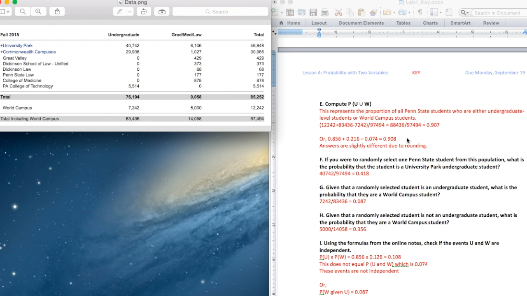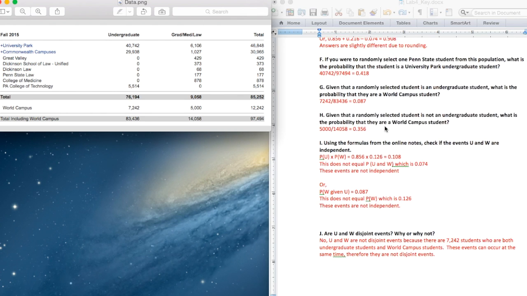Now you could also compute this as P of U plus P of W minus P of U and W. You'll get the same number. Here we're just slightly off due to rounding. But again, I strongly encourage you, if you are given a contingency table with numbers, use the numbers off of the table instead of trying to compute all the proportions. Because see, there's 4 different places here that you could make a mistake. So it tends to be much more straightforward and less errors if you're just taking numbers off of the table.